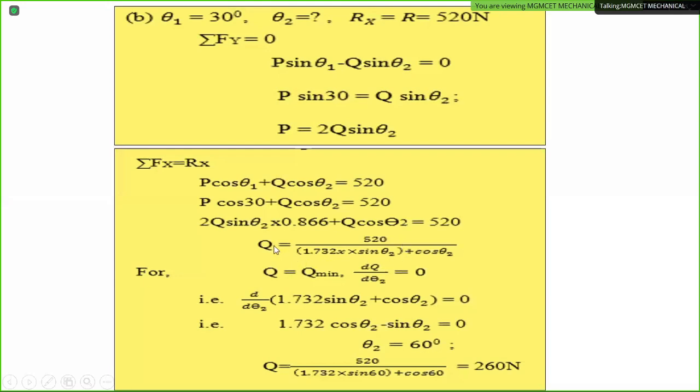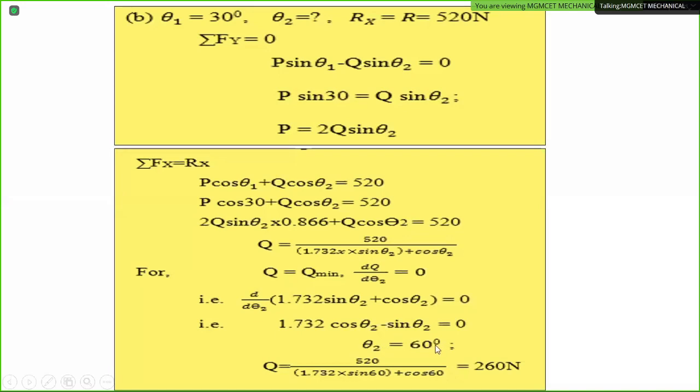Then Q, now the requirement: Q has to be a minimum force to be applied. So to make Q minimum, what do I have to do? dQ by d theta 2 is equal to 0. If dQ by d theta 2 is equal to 0, our Q will be minimum here. So if I differentiate the Q equation over here, 1.732 sin theta 2, with respect to theta 2, I will get the final equation: theta 2 is equal to 60 degrees.